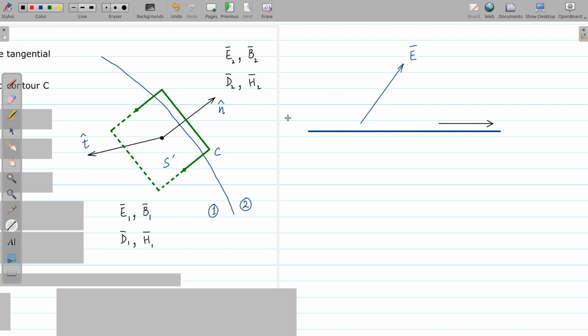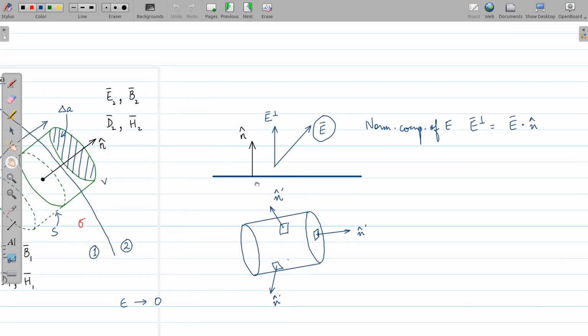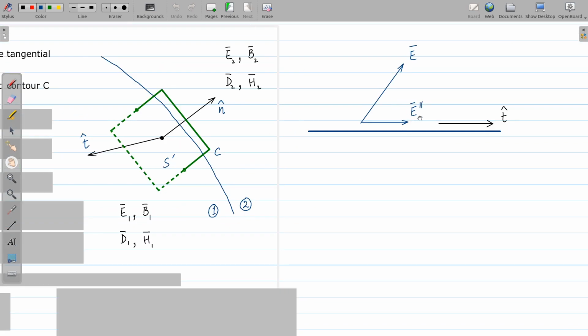Okay, this is the tangential direction. So the unit vector along this direction is t cap, and the electric field or the magnetic field will have a component along this t cap direction. This component of the electric field, which is parallel to the tangential unit vector, we call E parallel, as opposed to the previous case, where this is a normal direction, and we call it E perpendicular or B perpendicular. Here it becomes E parallel.